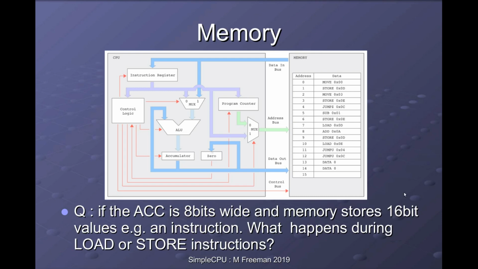However, the instructions require 16 bits. So again, if you look back at the bit fields used in the instruction, we need a certain number of bits to represent the opcodes and the operands that we need to process. So these two widths are independent.